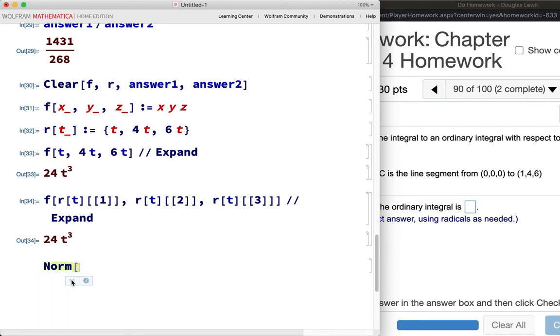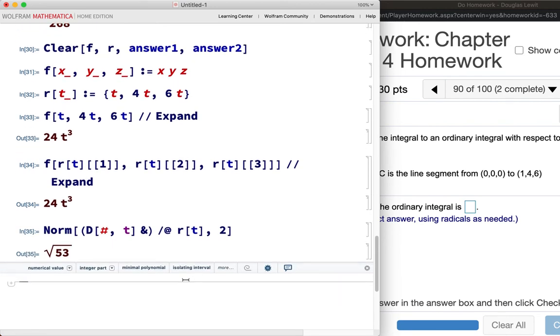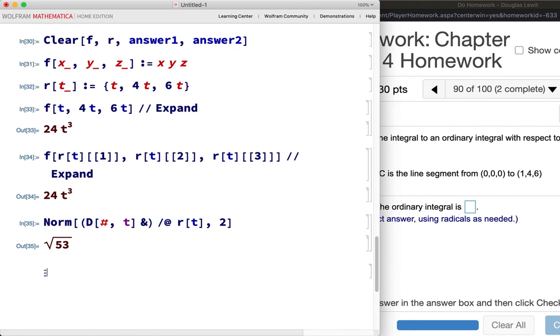The norm, derivative, I'm going to take the derivative of each component with respect to t of r of t. Okay. Actually, I should close my parentheses right over here. And remember, I'm taking the 2 norm, the Frobenius norm or 2 norm, the square root of 53. So what do I do? Well, escape key, definite integral.